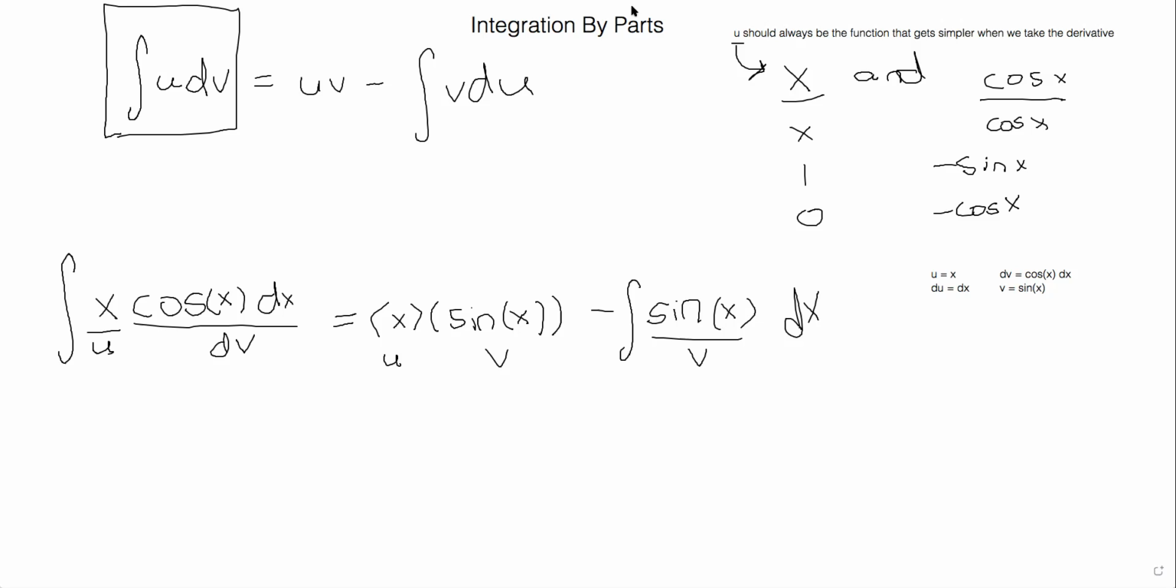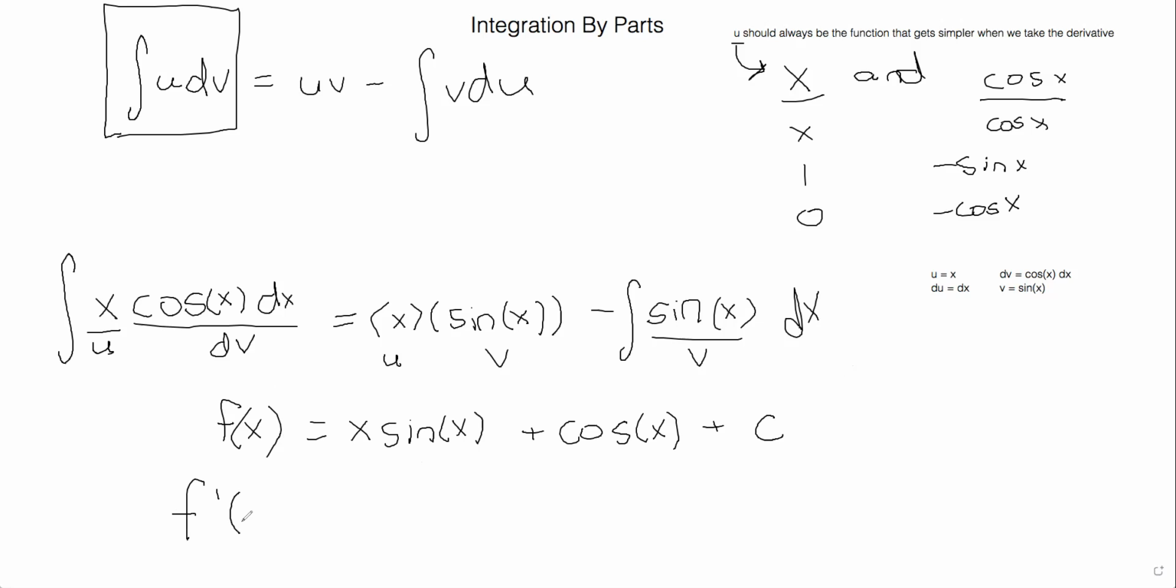So what I'm going to do is I'm going to move to the next line. This is going to be uv, which is x times sine of x. And then the derivative of cosine is negative sine, which means the antiderivative of negative sine is going to be positive cosine. So when we integrate negative sine, we get positive cosine of x plus c. And we're finished. Now, I'd like for you to do me a favor. I'd like for you to take the derivative of this. If we call this f of x, I want you to find f prime of x and verify that we did this correctly.